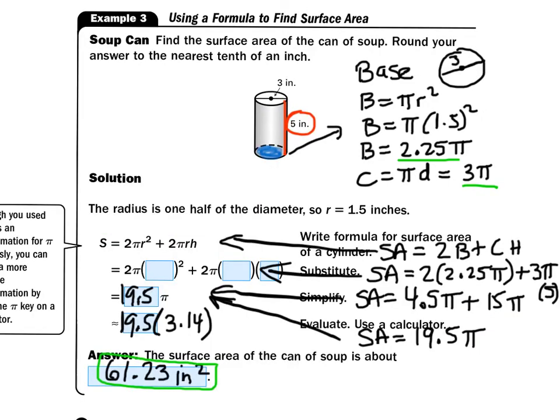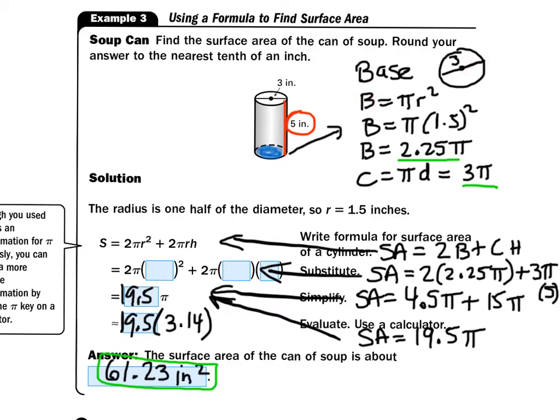Okay, so look at example 3 with me, a soup can. They want us to find the surface area of a soup can. And it says round your answer. We're not going to round. We're going to be exact. Okay, so shade the base blue and then draw the circle over here. So they gave us a circle, and notice how they gave us the diameter this time is 3. Well, remember, for area, we need the radius. So if the diameter is 3, then the radius is just half of that, 1.5.